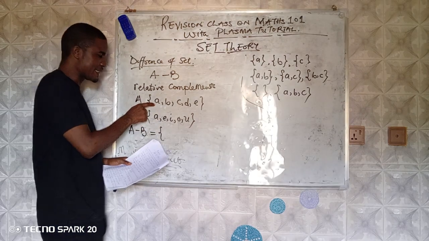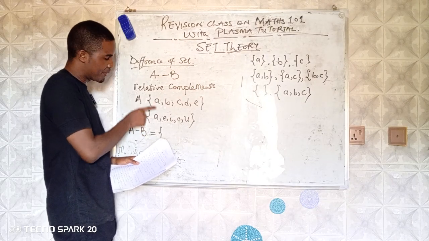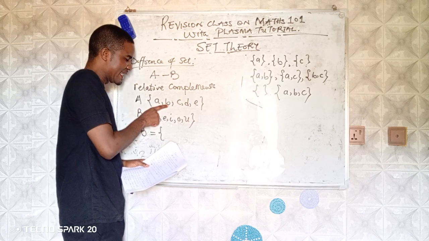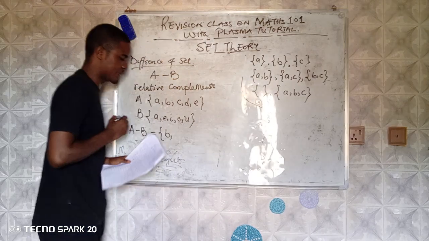Let's see. A is here. Is A here? Yes. So we want elements that are in A that are not found in B. A is in A and it's also found in B, so it will not make it. B is in A. Is B found here? No. So B becomes the first member here.